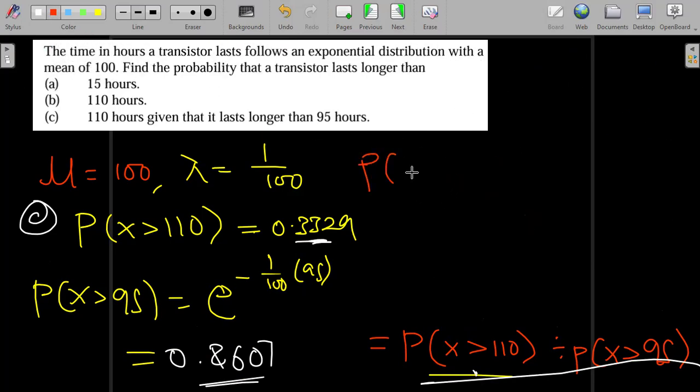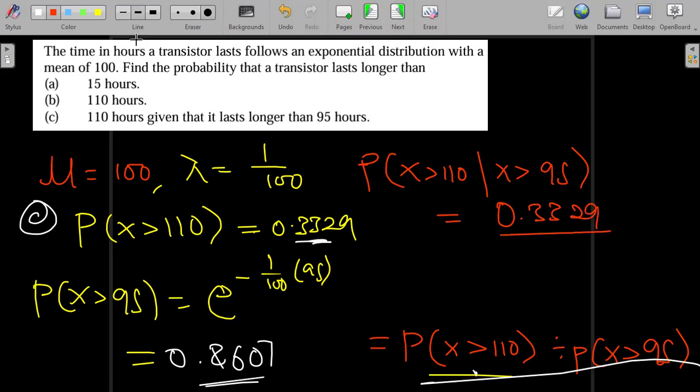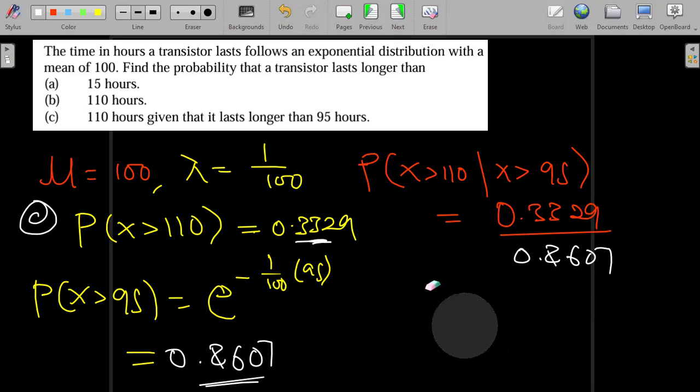So let's find the final answer. The probability that X is greater than 110, given that X is greater than 95, will be equal to 0.3329 divided by the probability that X is greater than 95, which is 0.8607. So we divide. Okay, I think I didn't get the correct answer during my calculation. So what am I supposed to get? Let me just check.